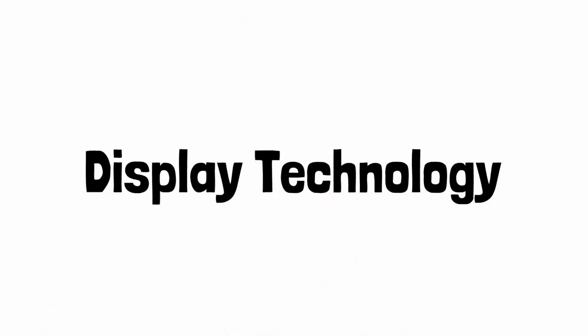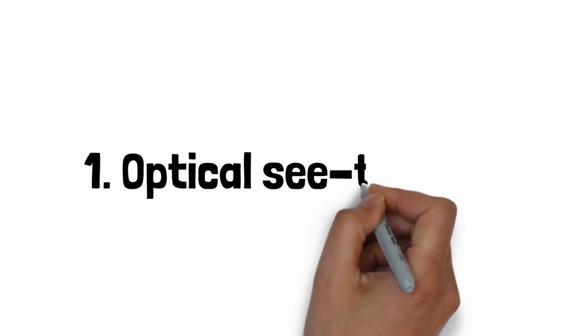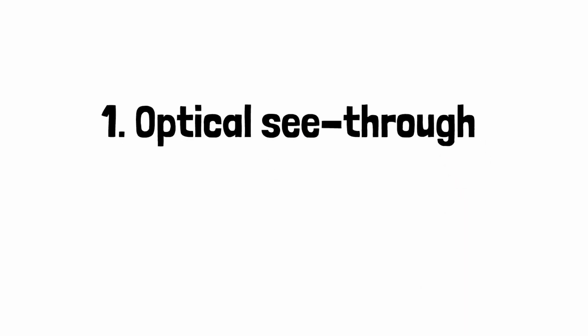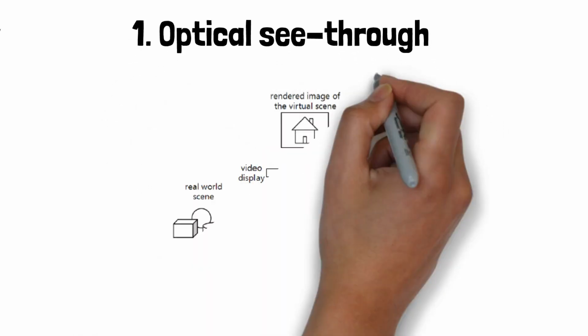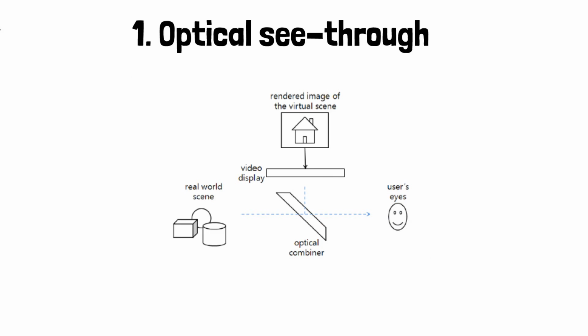Firstly, let's see the optical see-through display. It works by placing optical combiners in front of the user's eyes. These combiners are partially transmissive, so that the user can look directly through them to see the real world. The combiners are also partially refractive, so that the user can see virtual images as well, bounced off the combiners.